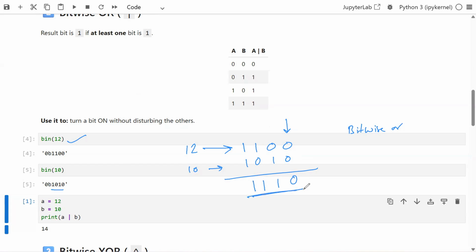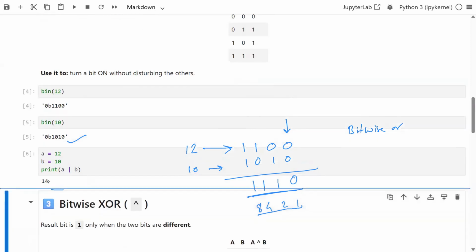So this is the binary number of: 1, 2, 4, 8. 8 plus 4, 12, plus 2, 14. So you will get 14. If I run this, I will get 14.